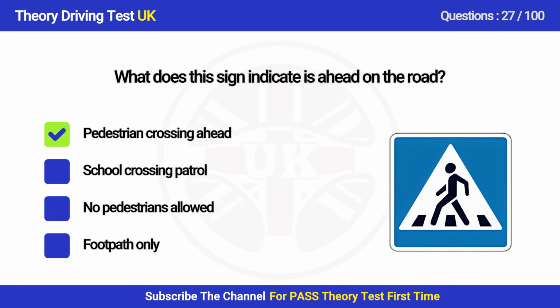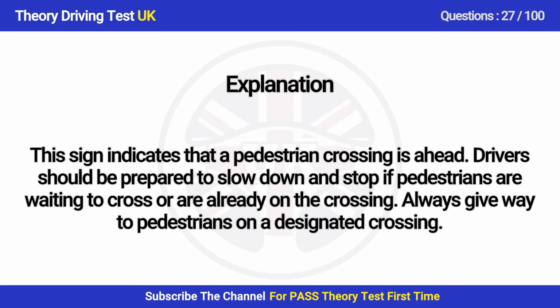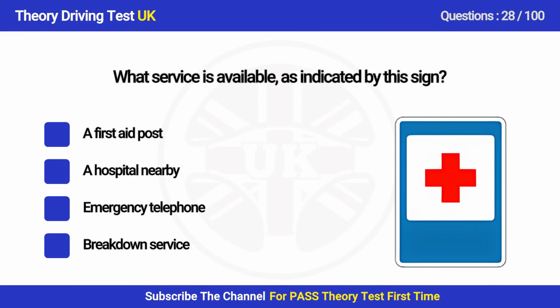Answer is A. Pedestrian crossing ahead. This sign indicates that a pedestrian crossing is ahead. Drivers should be prepared to slow down and stop if pedestrians are waiting to cross or are already on the crossing. Always give way to pedestrians on a crossing.